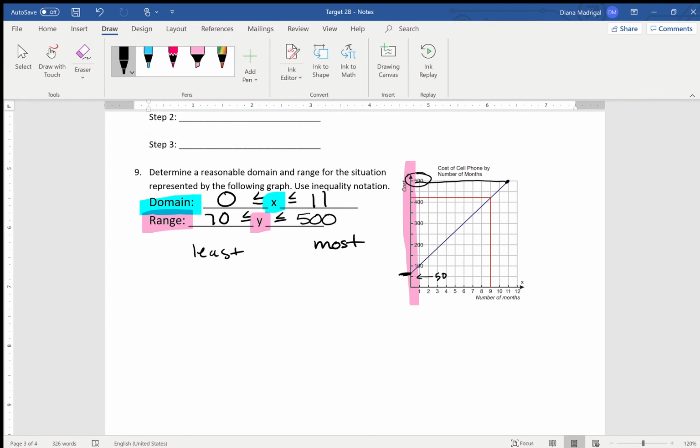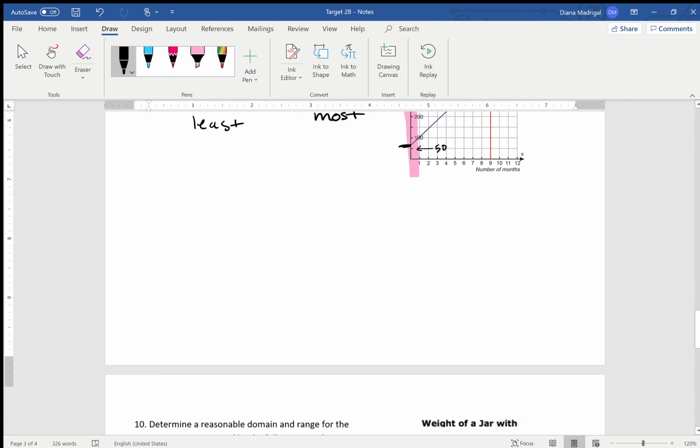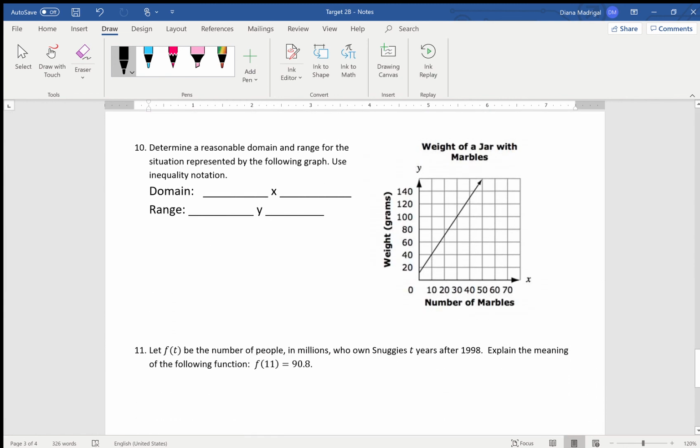So you guys got to be careful on this one because the range actually starts on an exact number, not 0, okay? So a lot of people make that mistake. Just because the domain starts at 0 doesn't mean that the range has to start from 0, okay? So you're trying number 10, okay?